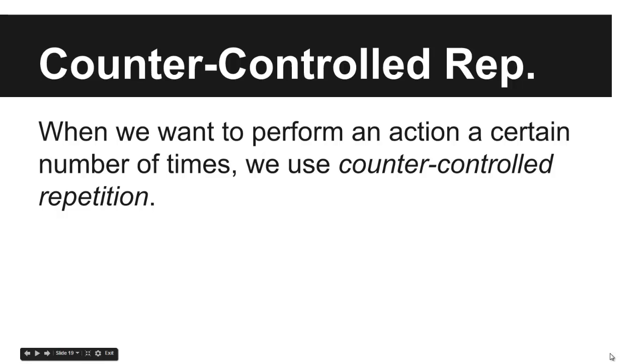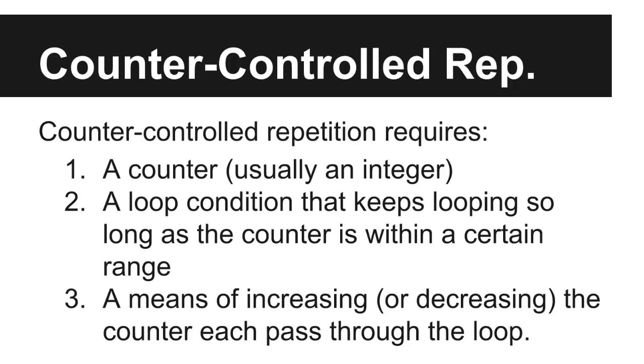Okay. Now when we want to perform an action a certain number of times, that'll be our first step. We use counter-controlled repetition. What counter-controlled repetition basically entails is we create a counter, which is going to be an integer. And it usually starts at 0 or 1, but not always. Then we have a loop condition that keeps looping so long as the counter is within a certain range, so long as it's below some number, so long as it's above some number, something like that. We use the relational operators or the equality operators. And then we have a means by which we increase or decrease the counter each pass through the loop.